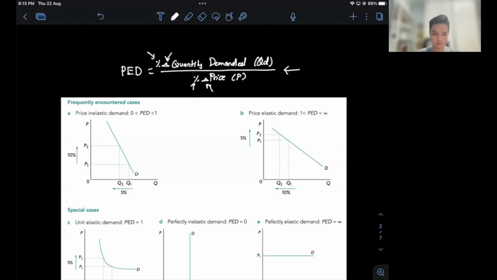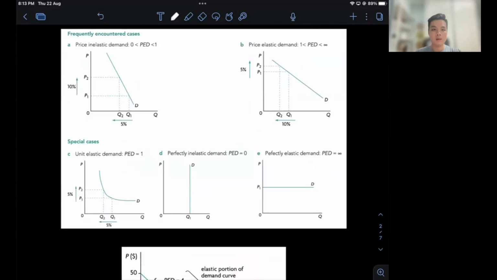Now, when you apply this formula in your calculations, especially in paper 3, you'll notice that the PED values usually end up with a negative sign. And this is perfectly normal because the negative sign signals a negative causal relationship between price and quantity demanded, which is what you've learned in the previous chapter on demand and supply. But usually in exams, especially in paper 3, we drop the minus sign from our responses.